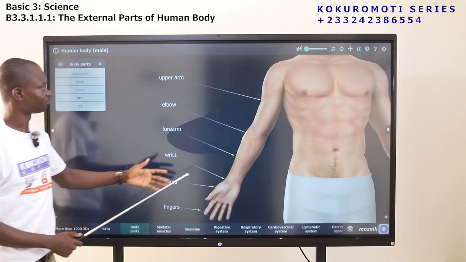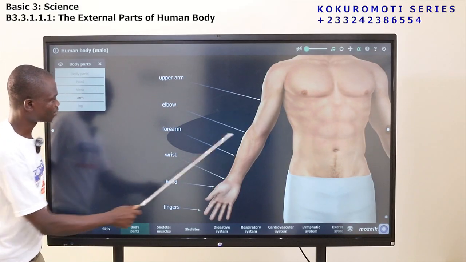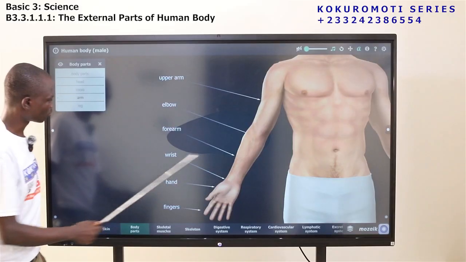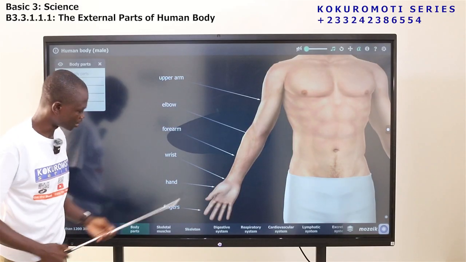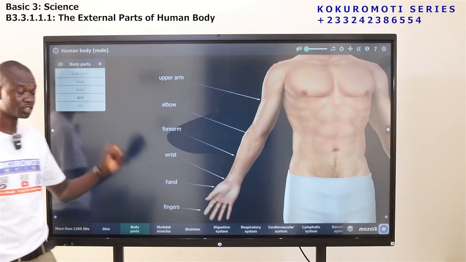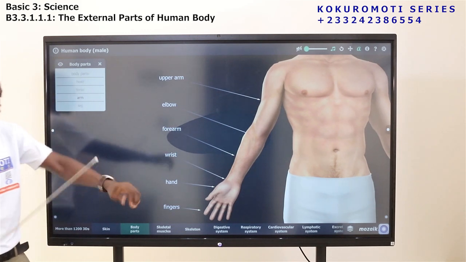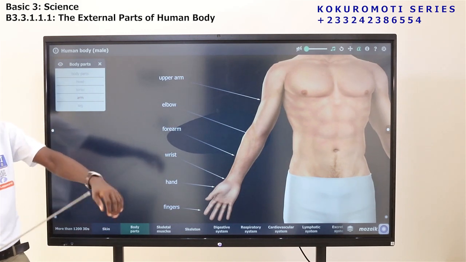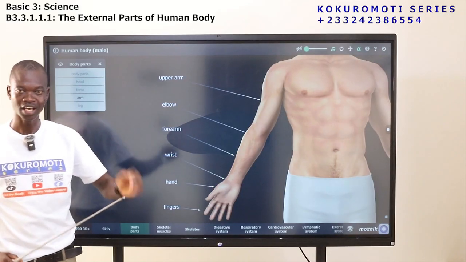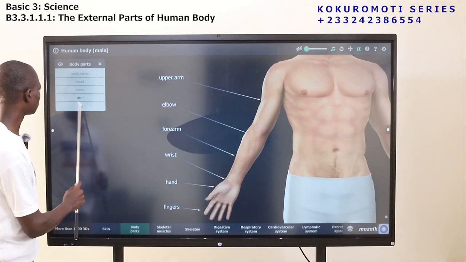This is the arm. We have the upper arm, we have the elbow, we have the forearm, we have the wrist, we have the hand, and then we have fingers. So the hand is used for touching, it's used for holding things. You see, this is the wrist where we put a watch. That's why we call this wrist what? Watch. I believe you get it. Now let's go to this side.